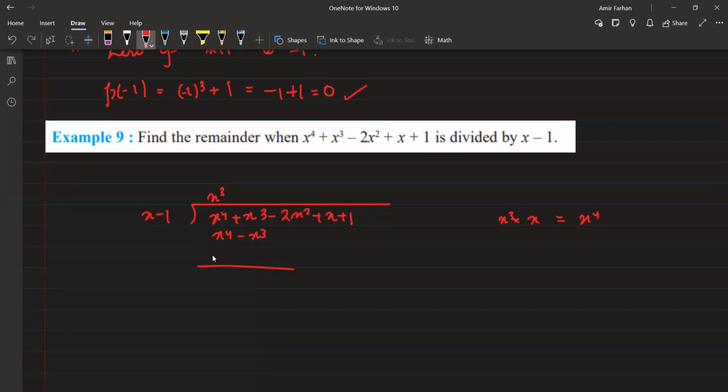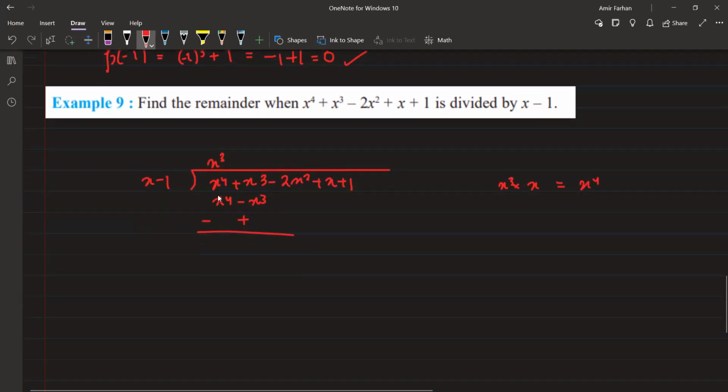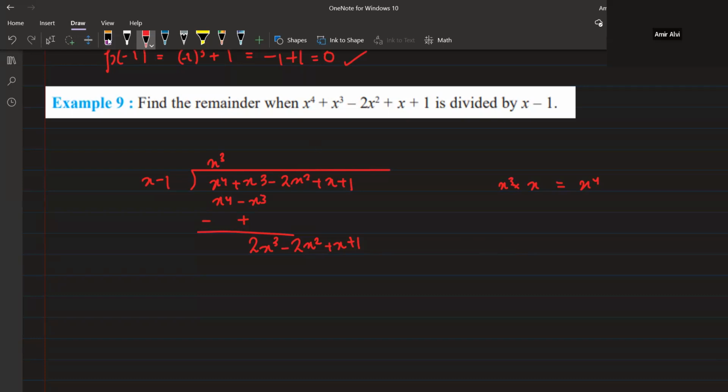Now Simrat, we are subtracting. Sign will change. Yes or no? Yes. Okay, very good. So this will get cancelled. Positive x cube, positive x cube, so 2x cube will be there, minus 2x square plus x plus 1. Is that clear? Yes or no? Yes. Okay.